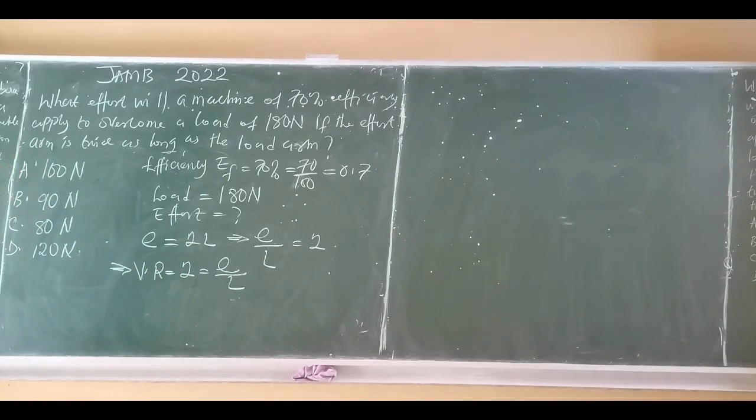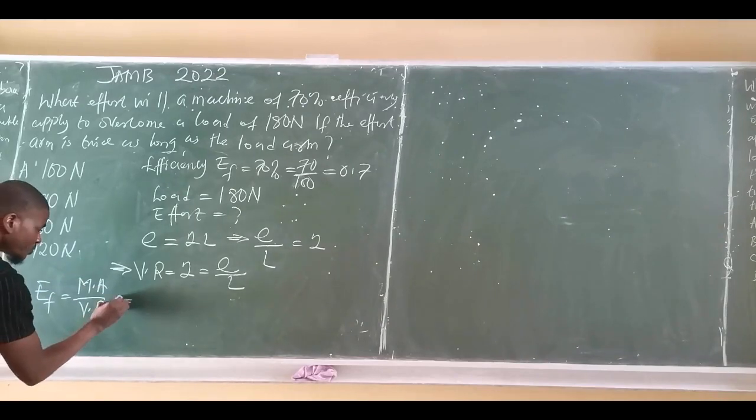Now, the question is asking us to find the effort, and you know that efficiency itself is actually what? Mechanical advantage all over velocity ratio. But you also know that in mechanical advantage, we have effort, because mechanical advantage is simply load divided by effort. So what we need to do here is make mechanical advantage the subject of the formula, since we know the efficiency and we also know the velocity ratio.